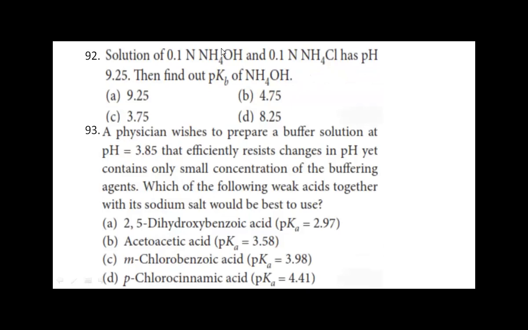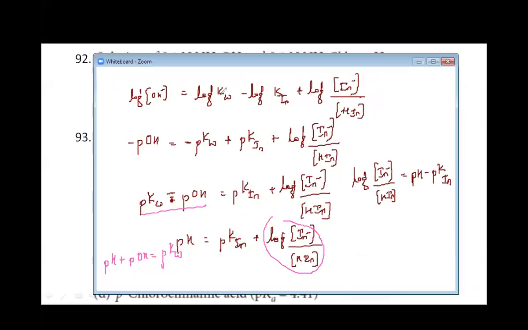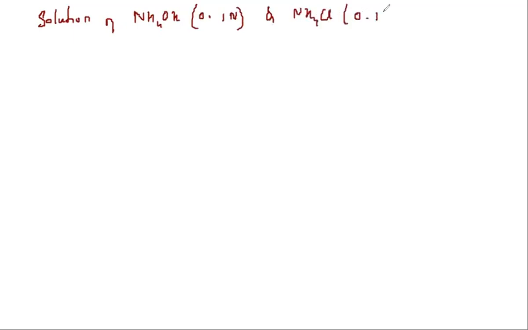A solution of 0.1 normal NH4OH and 0.1 normal NH4Cl has pH 9.25. Find out the pKb of NH4OH. See what solution they have given. Yes, they have said a solution of NH4OH. How much NH4OH have they given? 0.1 normal, and NH4Cl is 0.1 normal again. Yes, and its pH is being given. Its pH is 9.25.